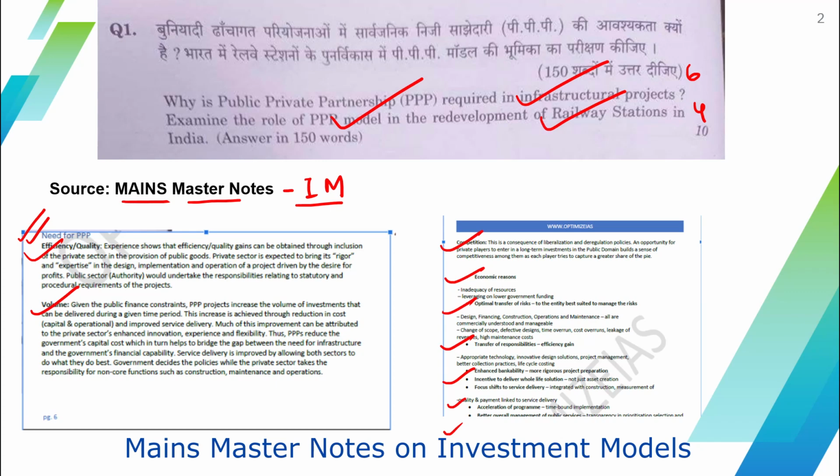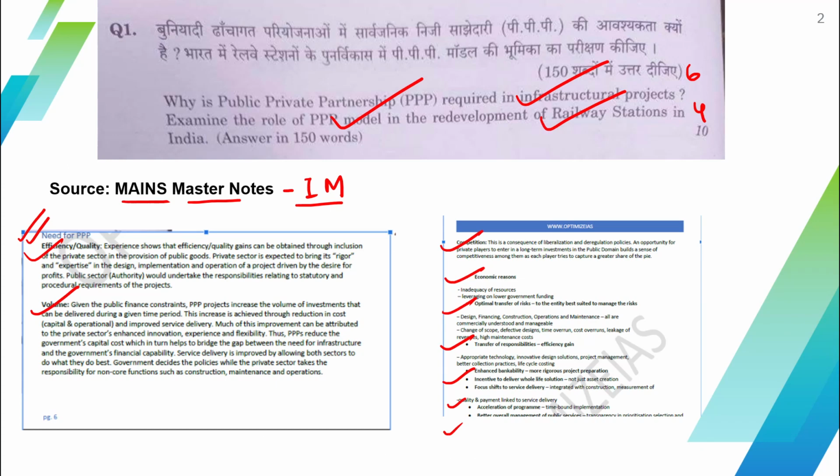Coming to the second part, examine the role of PPP models in redevelopment of railway stations in India. Guys, this is a current question. This has been in news for the last 2 years. So if you have understood the first part properly, why do we need PPP in infrastructure projects, using the same content you can answer the second part: why is railway using the PPP model for redevelopment of railway stations? Because the reasons will remain the same. You just have to fine tune these points and align them with the railway stations in India.